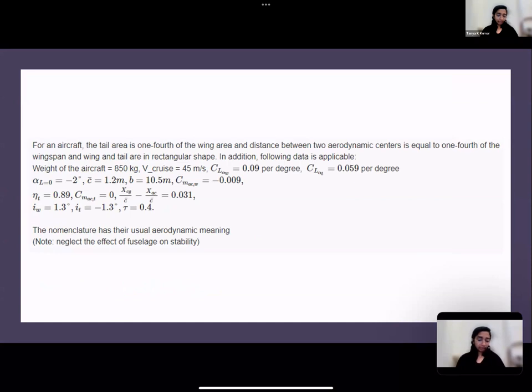For an aircraft, the tail area is 1/4 of the wing area, and the distance between the two aerodynamic centers is equal to 1/4 of the wingspan. The wing and tail are in rectangular shape. In addition, the following data is applicable. They've given you weight of the aircraft, cruise velocity, CL alpha of the wing, CL alpha of the tail, both in per degrees. Angle of attack at zero lift, the mean aerodynamic chord, the wingspan, CMAC of the wing, tail efficiency factor, CMAC of the tail, distance between XCG and XAC, X bar CG and X bar AC, wing setting angle, tail setting angle, and control surface effectiveness parameter.